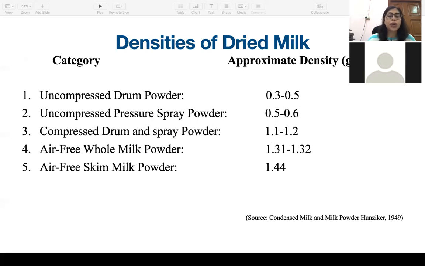Air-free whole milk powder is the true density of whole milk powder. It varies from 1.31 to 1.32, and air-free skim milk powder, which is the true density of skim milk powder, is around 1.44. Clear? Yes, ma'am.